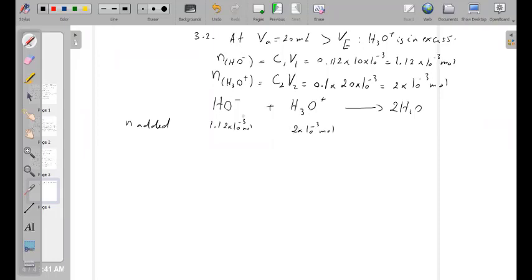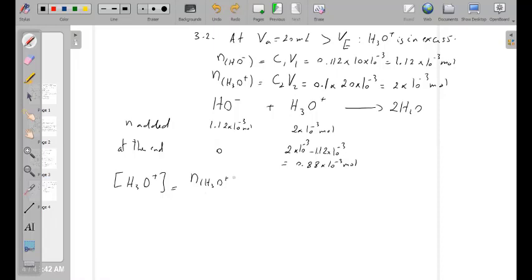Since after the equivalence there is no HO minus, then HO minus is the limiting reactant. At the end of the reaction, after addition of 20 milliliter, there is no HO minus. Number of mole of H3O plus, which is in excess, that means the left, equal 2 times 10 negative 3 minus 1.12 times 10 negative 3 equal 0.88 times 10 negative 3 mole. This is the number of mole of H3O plus in the solution when we add 20 milliliter of HCl.